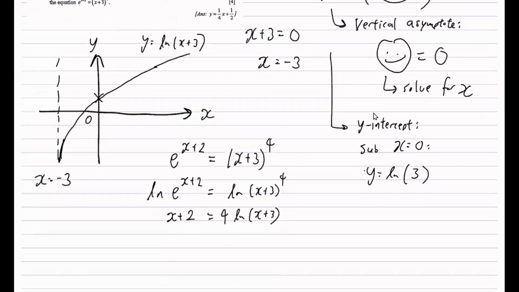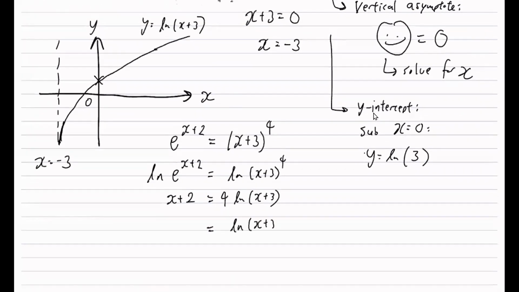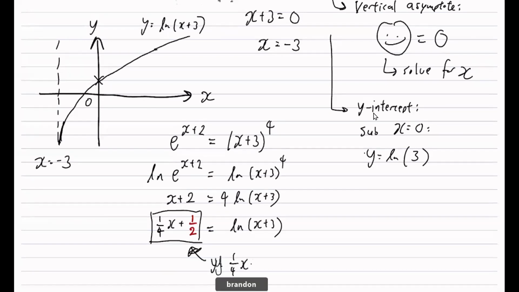Then you need ln x plus 3 on its own. So you bring the 4 over, divide by 4. So 1/4 x plus 2 over 4. Of course, that's just half. Okay, so what do you think is the graph you need to draw? This guy. Oh, y equals 1/4 x plus half. Have you copied this down already?